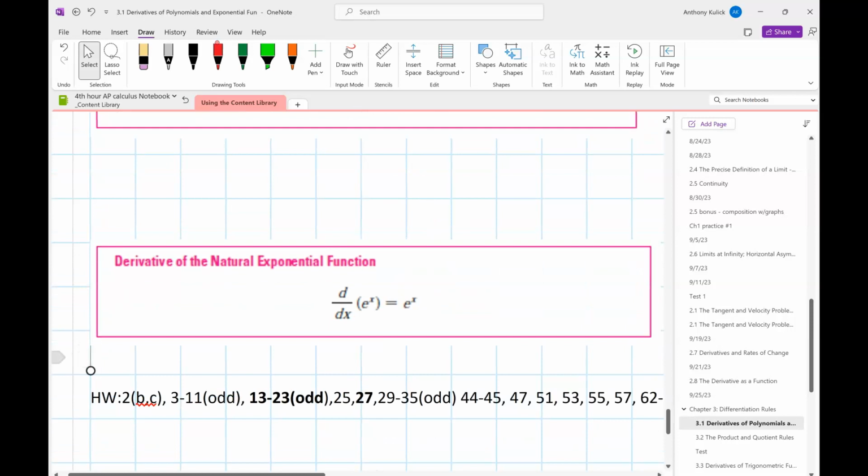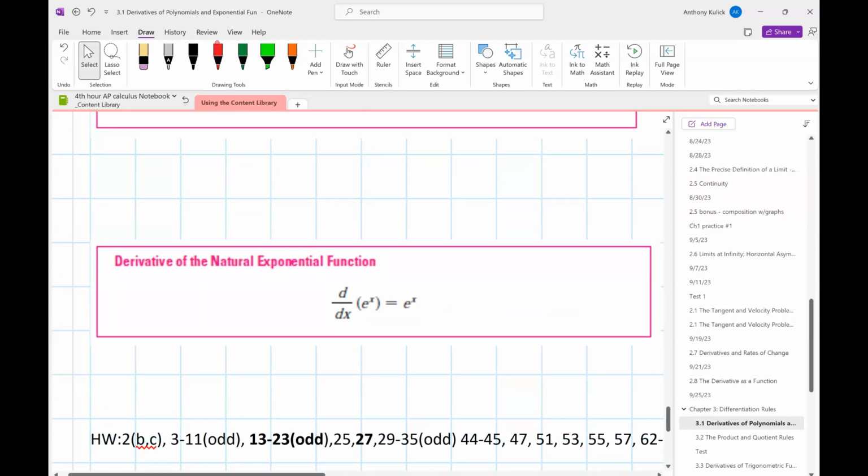This one, though, you absolutely must have memorized. The derivative of e to the x is e to the x. Won't prove that here. Again, that's pretty tricky. You'll end up having to use that limit that I just gave you to make that work.